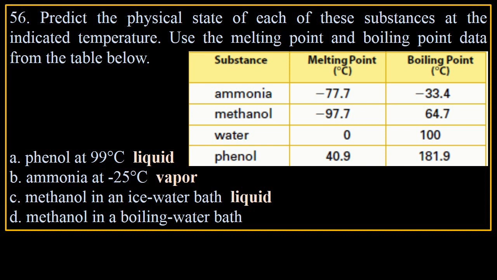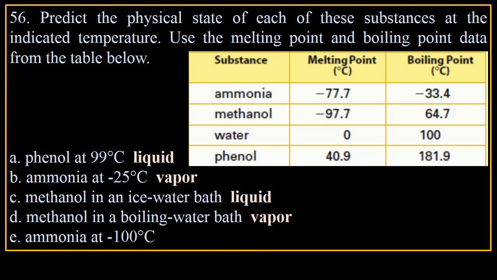Methanol in a boiling water bath. All right, so that's going to be above the boiling point. So that's going to be a vapor. Yep, that's it. A lot of the alcohols, see the letters O-L, that indicates that it's an alcohol. Methanol would be one carbon, methane, etc. Ethanol is two carbons, so it'd be ethanol.